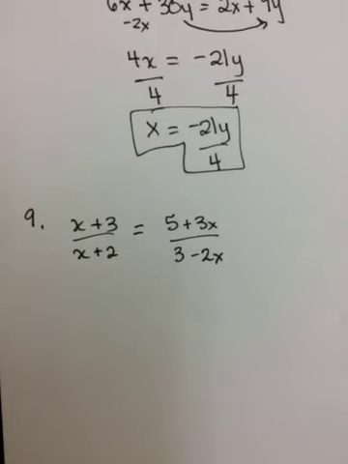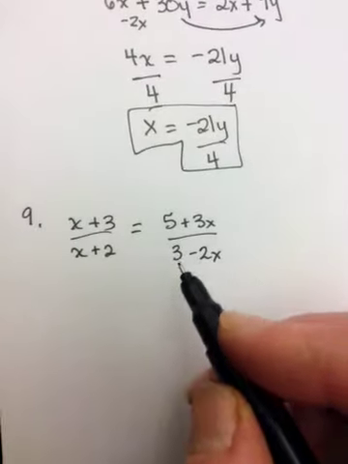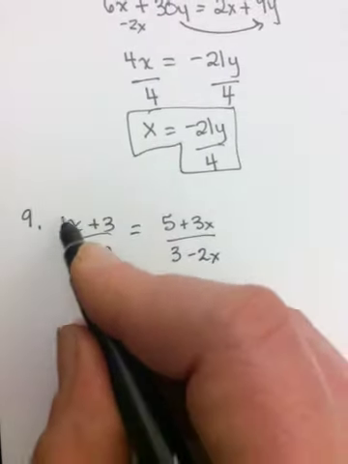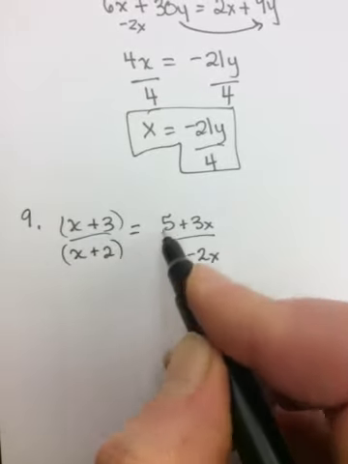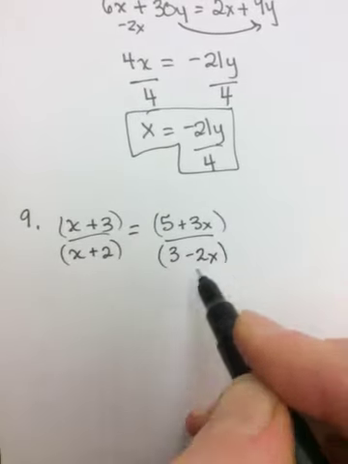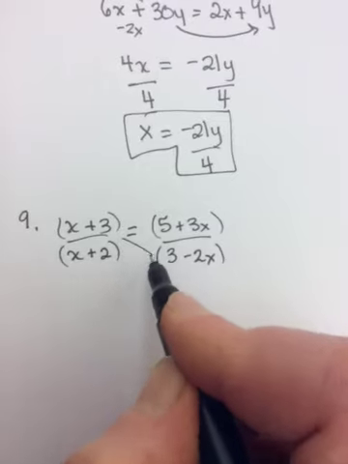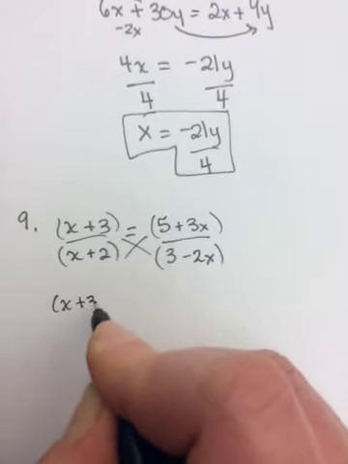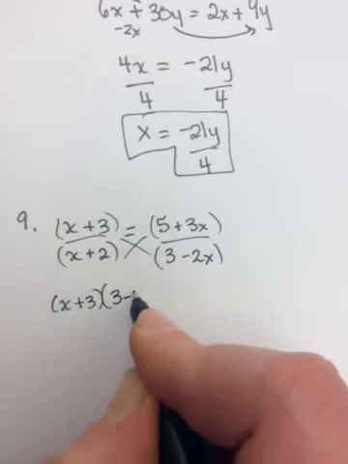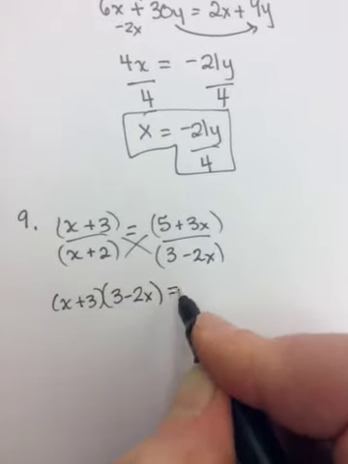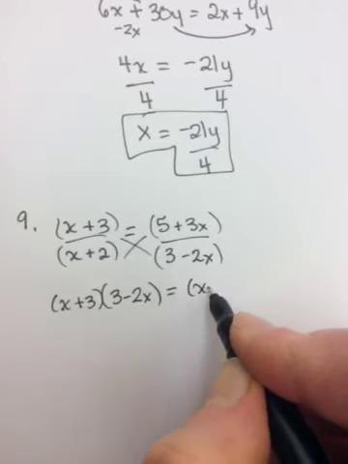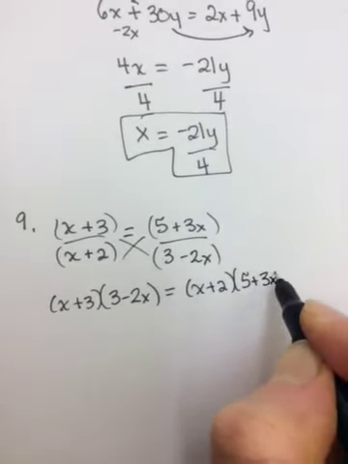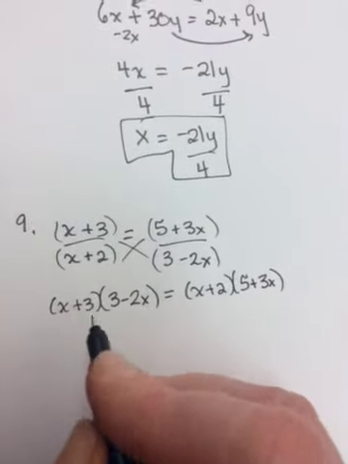Okay, so as promised, let's look at number 9. Now number 9 might not look bad to start with. You might say, hey, I can just cross multiply the way we talked about in an earlier video. And you can. There's one term on each side, so you can multiply x plus 3 by 3 minus 2x, and on the other side, x plus 2 times 5 plus 3x. And then you would need to multiply through, or to FOIL.